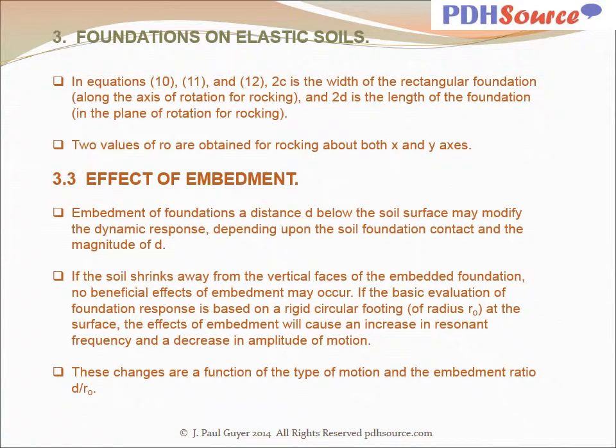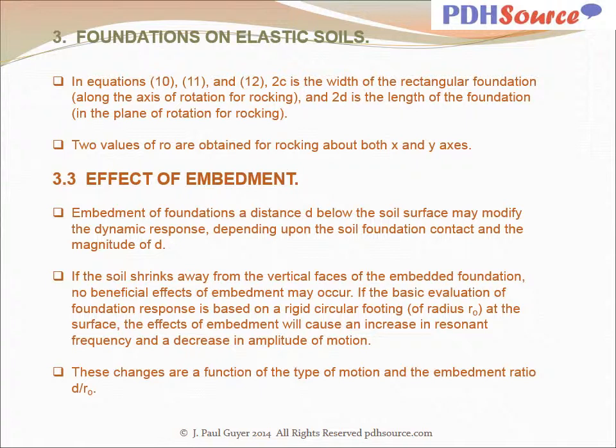In equations 10, 11, and 12, 2c is the width of the rectangular foundation along the axis of rotation for rocking, and 2d is the length of the foundation in the plane of rotation for rocking. Two values of r sub o are obtained for rocking about both x and y axes.